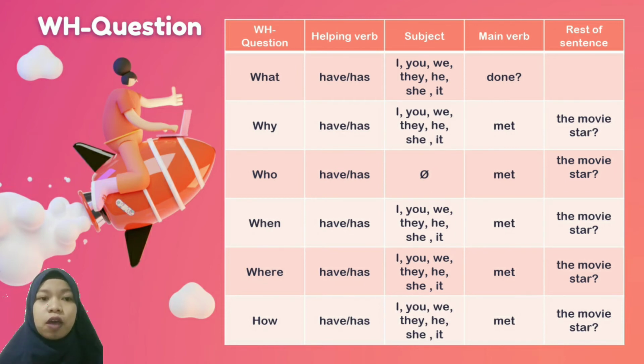So do with when, where, and how. You only have to follow the pattern that WH question is followed by helping verb, and then subject, and then main verb, and then the rest of sentence. It is only different for the question who. Who doesn't need a subject.